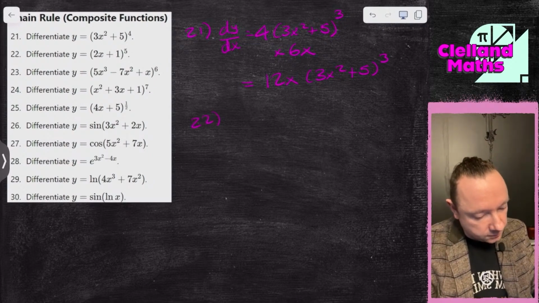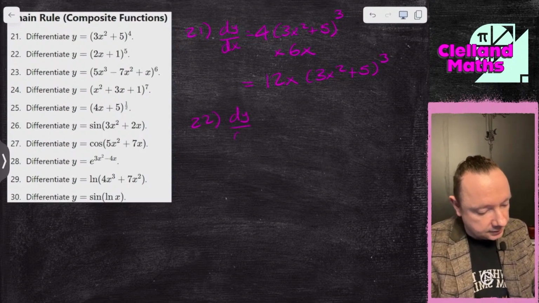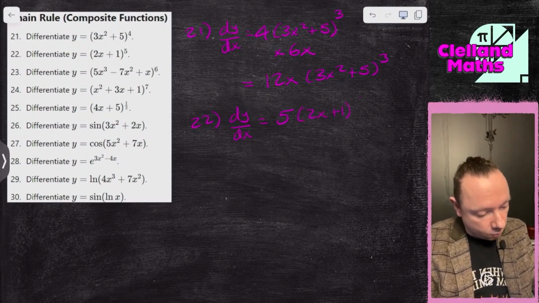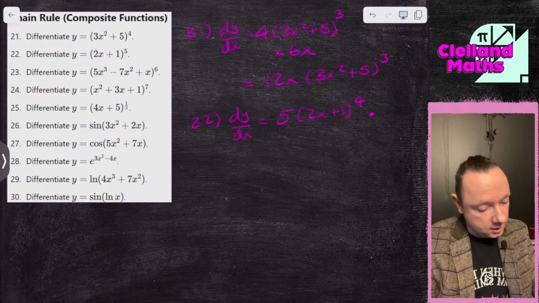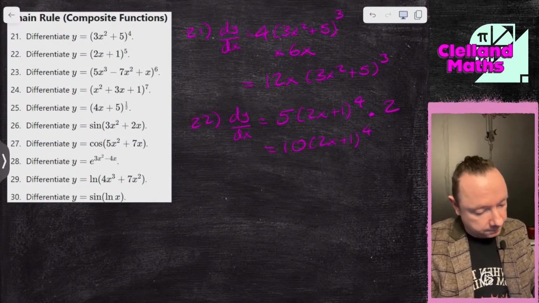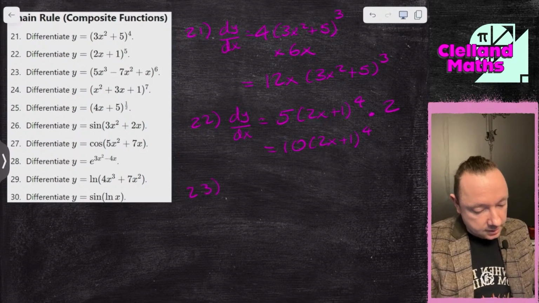22, dy by dx. 5 times 2x plus 1 to the 4. Put a dot for times, quite a common thing to do. And what have we got? The derivative of 2x plus 1 is 2. So that just gives me 10 times 2x plus 1 to the 4. Happy with that one? Let's move on to 23. Oh, that's a big one. Right, dy by dx. What have we got?